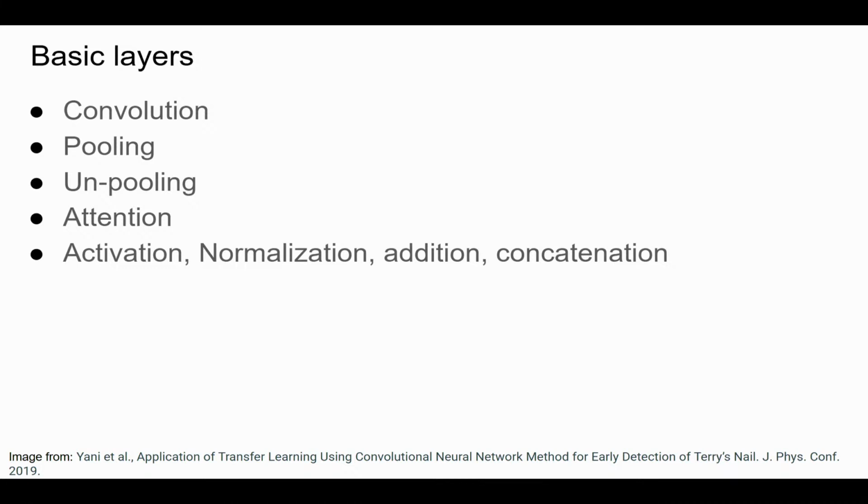Of course, we have attention, which transformers are built on. There are different types of attention. There are some slightly special ones for images, but otherwise it's the same as in other domains. And of course, then you have other stuff like activation functions, normalization, and something which allows you to build more complex networks, like addition, element-wise multiplication, and concatenation, for example.